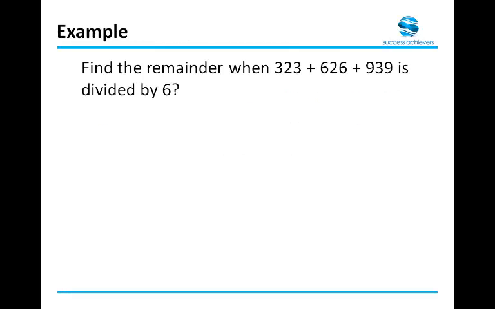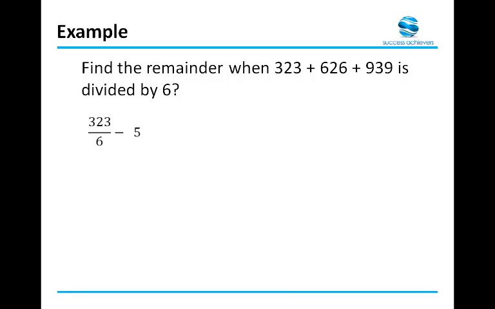That is R1 plus R2 plus R3. Now let's code an example to check whether you have understood this formula. On your screen you have: find the remainder when 323 plus 626 plus 939 is divided by 6. So as per the formula, we'll divide each of the numbers by 6.